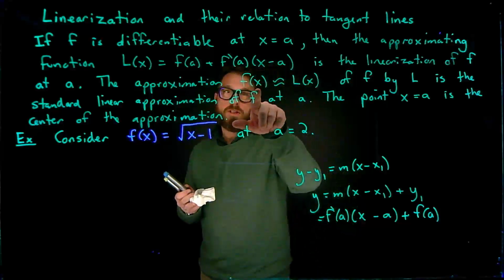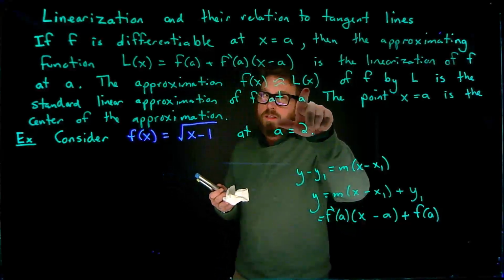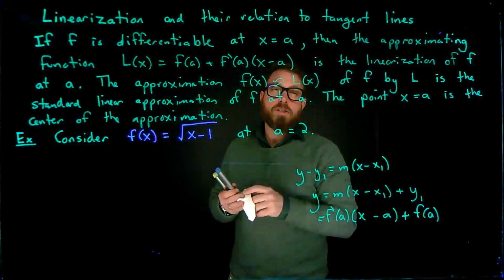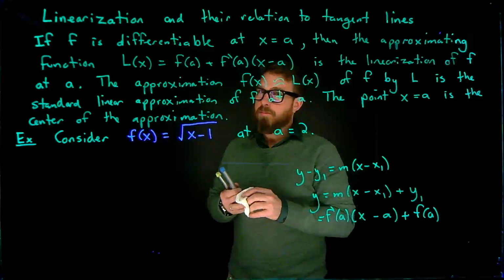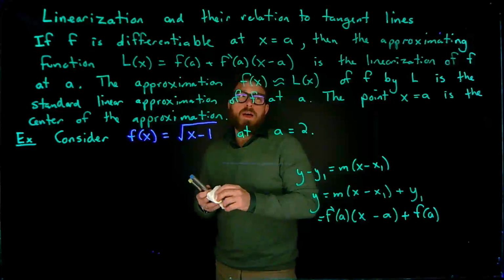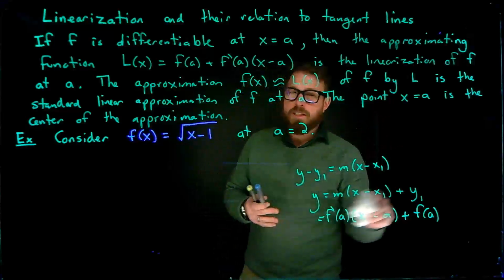So this approximation says that f of x is really similar, or can be approximated by this L of x, or this tangent line, around this value of x equals a. Now, we also say a is going to be the center of this approximation.